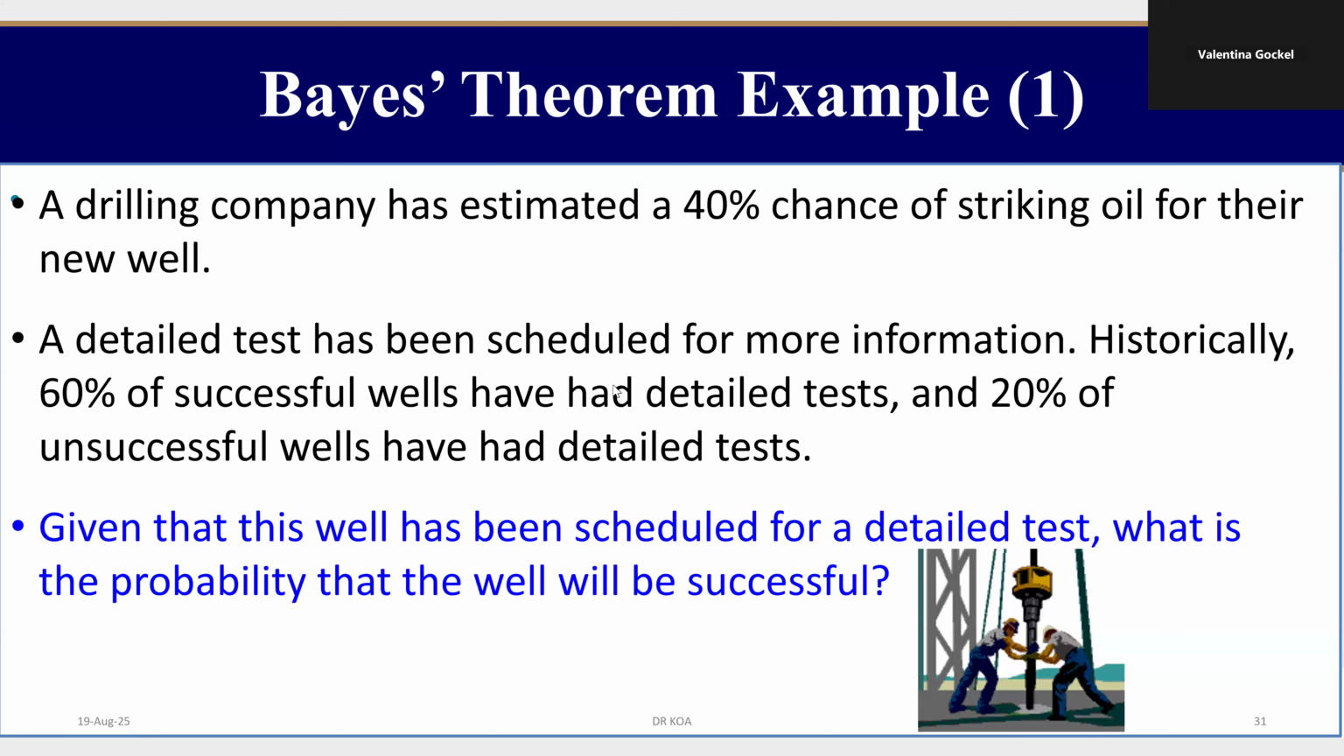A drilling company has estimated a 40% chance of striking oil for their new well. A detailed test has been scheduled for more information. Historically, 60% of successful wells have had detailed tests, and 20% of unsuccessful wells have had detailed tests. Given that this well has been scheduled for a detailed test, what is the probability that the well will be successful?